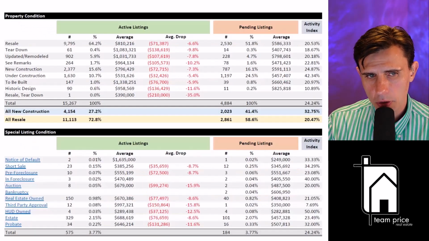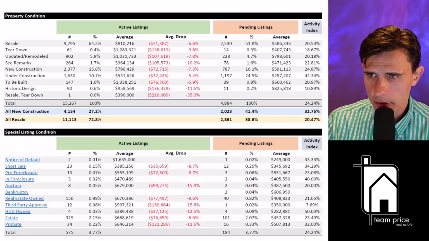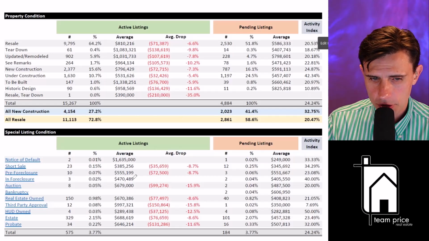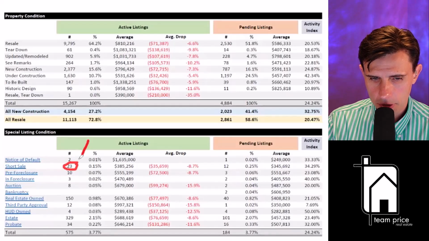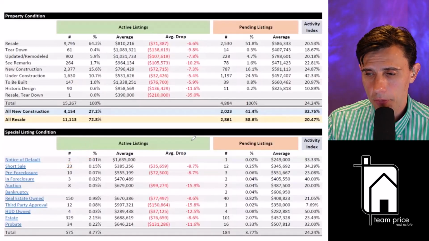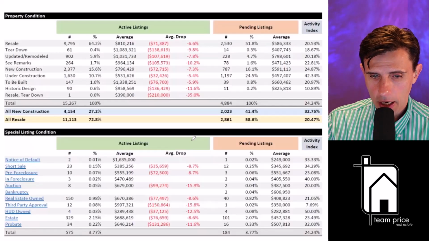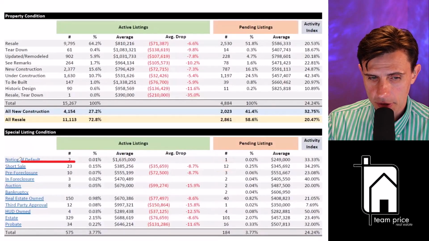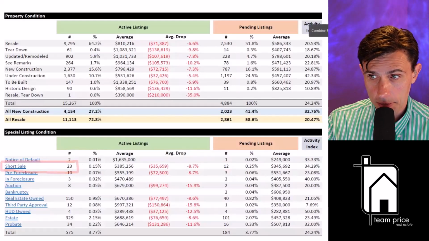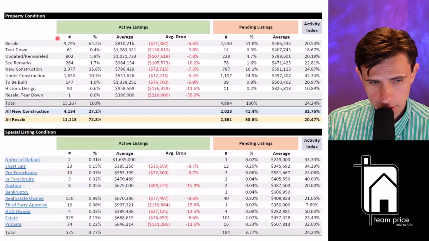Let's take a look at special listing condition. And you all, I want to bring your attention to this right here. What do you notice with this number? Keeps going up. Keeps going up. I am noticing, and look at the pendings, by the way, 12 pending short sales. But I am noticing this number right here just go up and up and up. Something to be aware of.